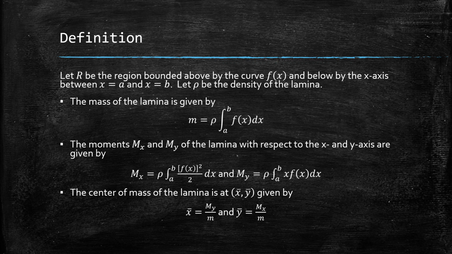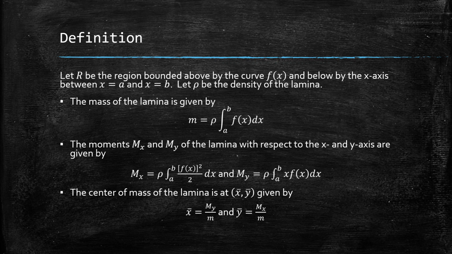Now for the definition, putting that all together, let R be the region bounded above by the curve f of x and below by the x-axis between x equals a and x equals b. Let rho be the density of the lamina. The mass of the lamina again is given by rho times the integral from a to b of f of x dx.